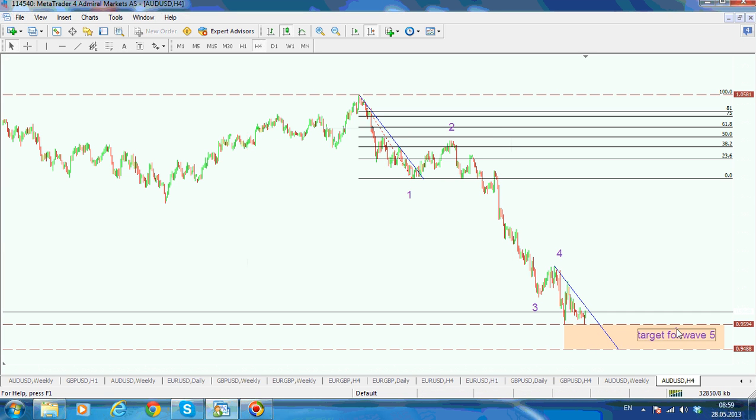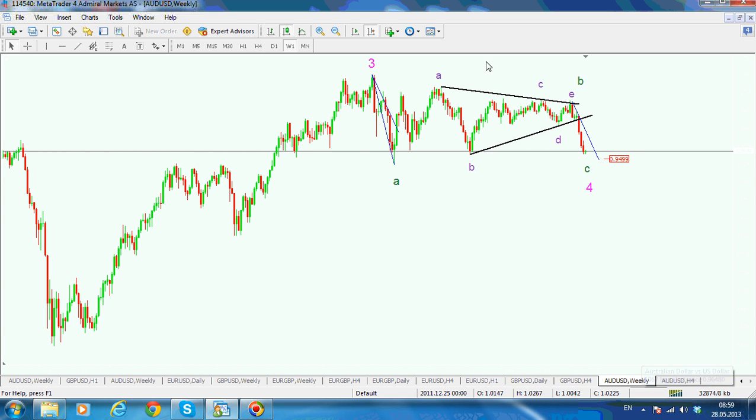And if I were to look at the structure here, or the internal structure of this wave, I would say that probably this would be some kind of an ending diagonal with 1, 2, 3, 4, and maybe a short 5. But we need some more time to find more clues for this structure. Anyways, it's looking like a 1, 2, 3, 4, 5 waves to the downside. This being an impulsive move for the C wave on the weekly chart.